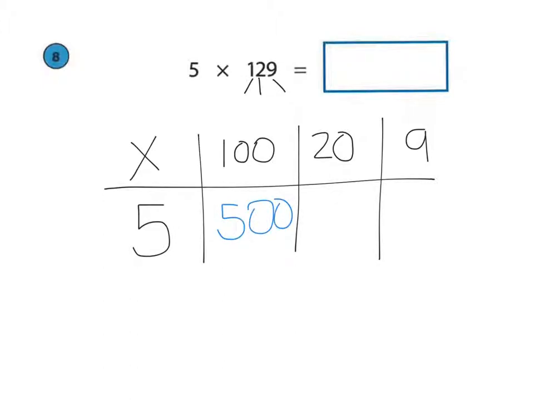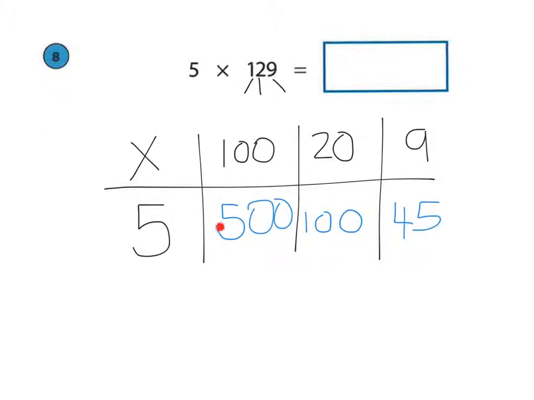I'm then going to work out the answer that goes in this box here. 5 multiplied by 20. I know that 2 5s are 10. That means 20 5s are going to be 10 times bigger than that. They're going to be 100. Finally, 5 multiplied by 9 is 45.